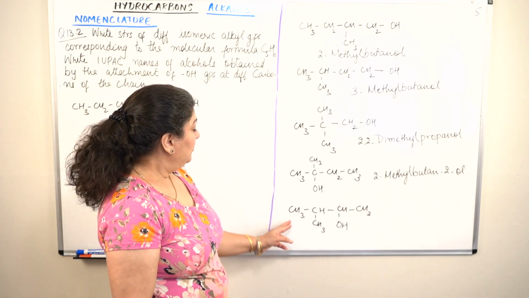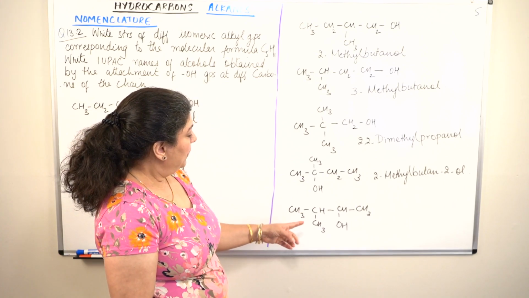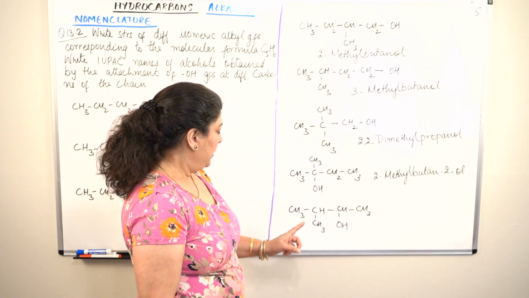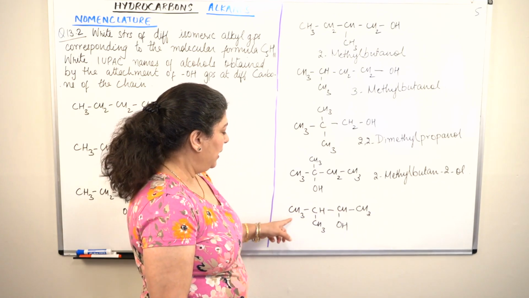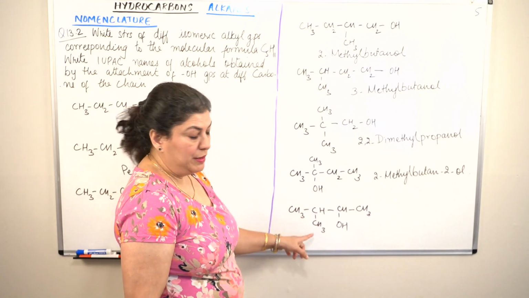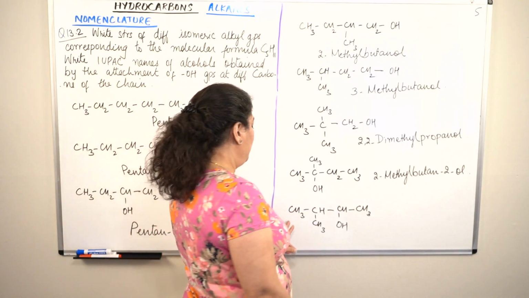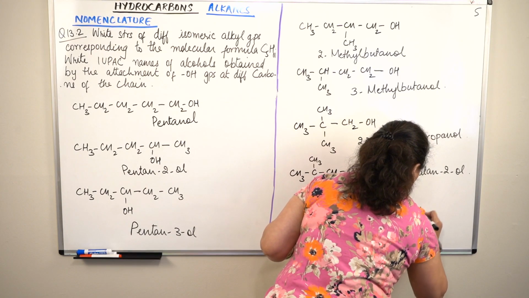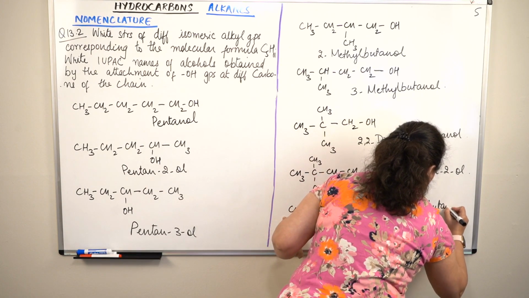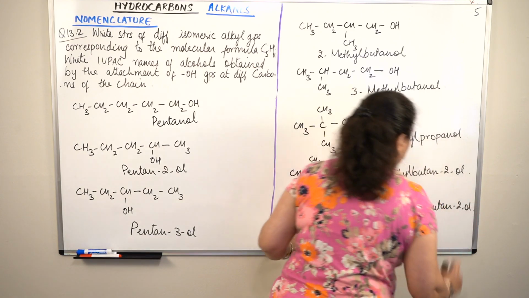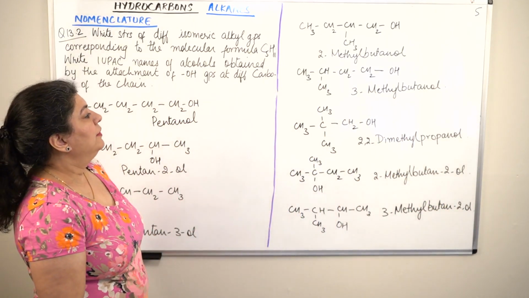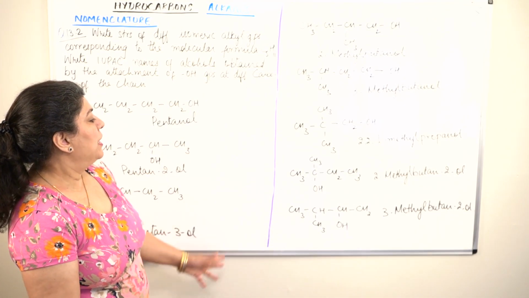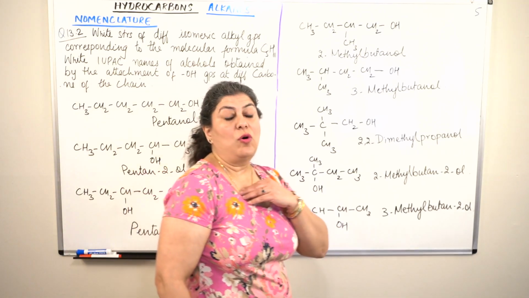For this compound now, this is the ol. You'll start counting from this direction so that the ol gets the lower locant. So this is again butanol, but with methyl. It is butan-2-ol, so you'll say it is 3-methylbutan-2-ol. Right? So these are the different compounds, the different isomers and the different alcohols that you will be able to prepare.